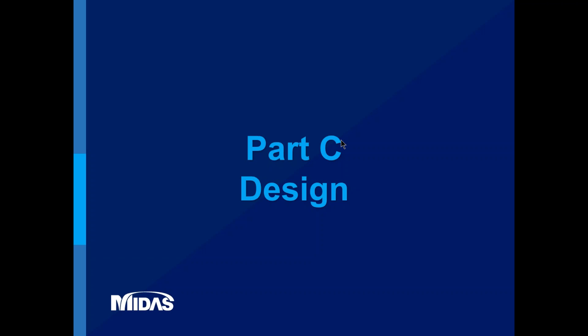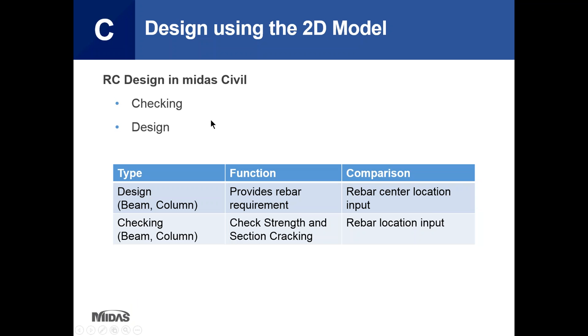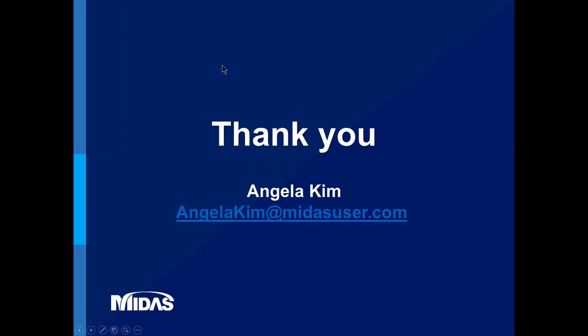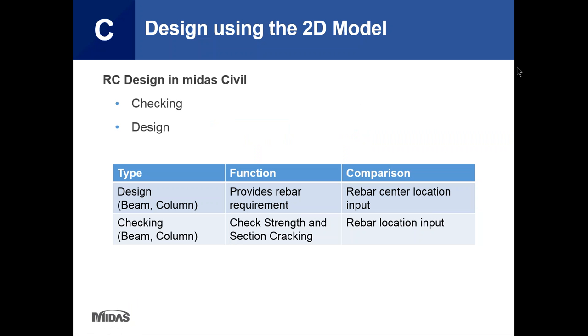Okay, the final portion is about the design. And the design can be done in the 2D format. In Midas, there are two types of design: design checking and actual design. For the reinforced concrete structure, you could do the beam design and checking, and column design and checking. For the design, you can provide a rebar requirement; that's what the design does for you. And the checking will let you know the strength and the section cracking check. Oops. We are not done yet.